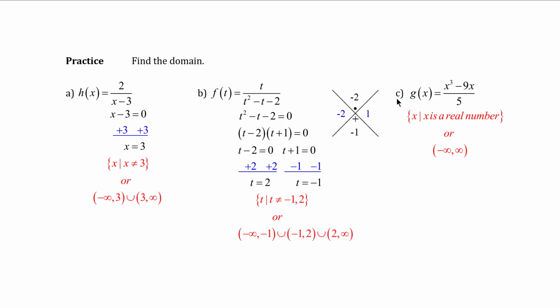Moving on to part C, we need to find the domain of g of x. You can see in the denominator, we have a constant value of 5. In that case, we can use any x value for this function. So our domain written in set notation would be a set of curly brackets, x such that x is a real number, or in interval notation, we write parenthesis, negative infinity, comma infinity, close parenthesis.